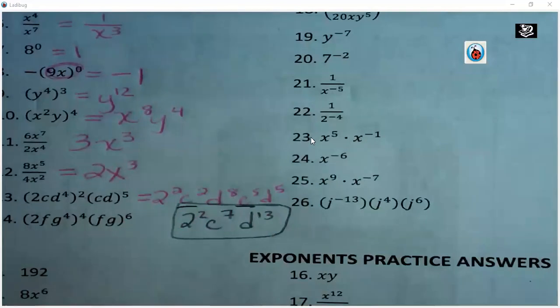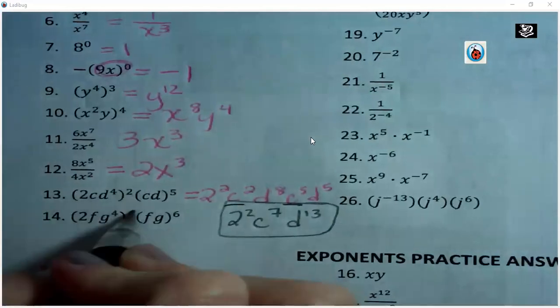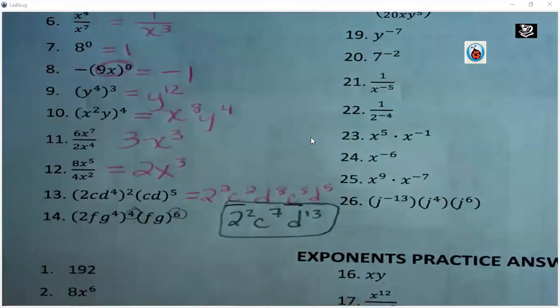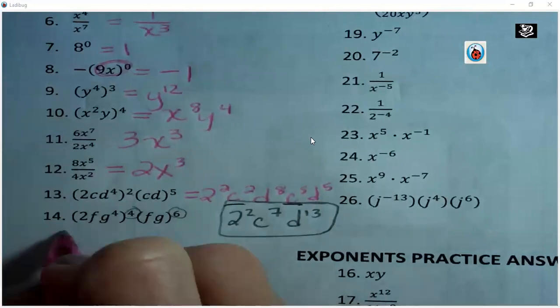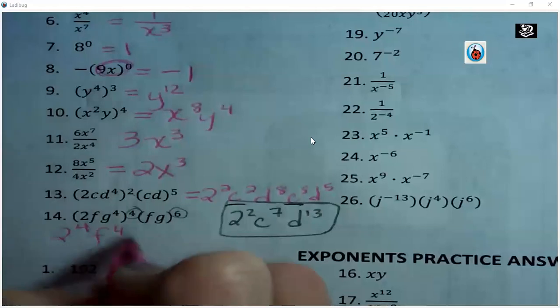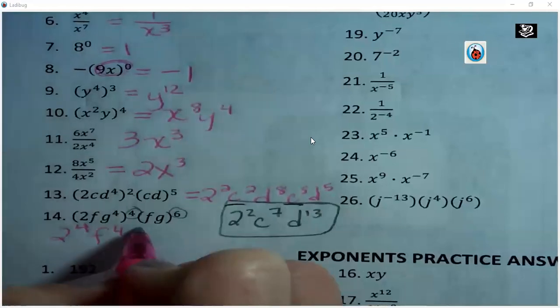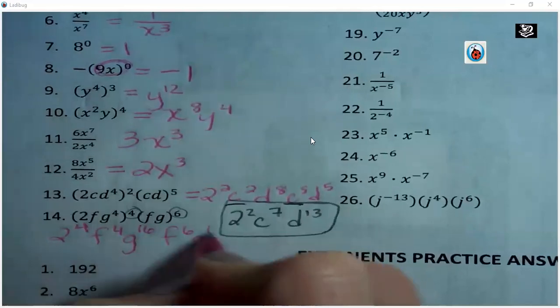All right, Riley, you're up for 14. Okay, let's, 1 second. Here, just talk it through with me. Let's do the 4 to everything first. So what do I write? It would be 2 to the 4, F to the 4, G to the 16. Very good. Is that right? Very good. And then it would be F to the 6, G to the 6. Very good. All right, we can do one more step.